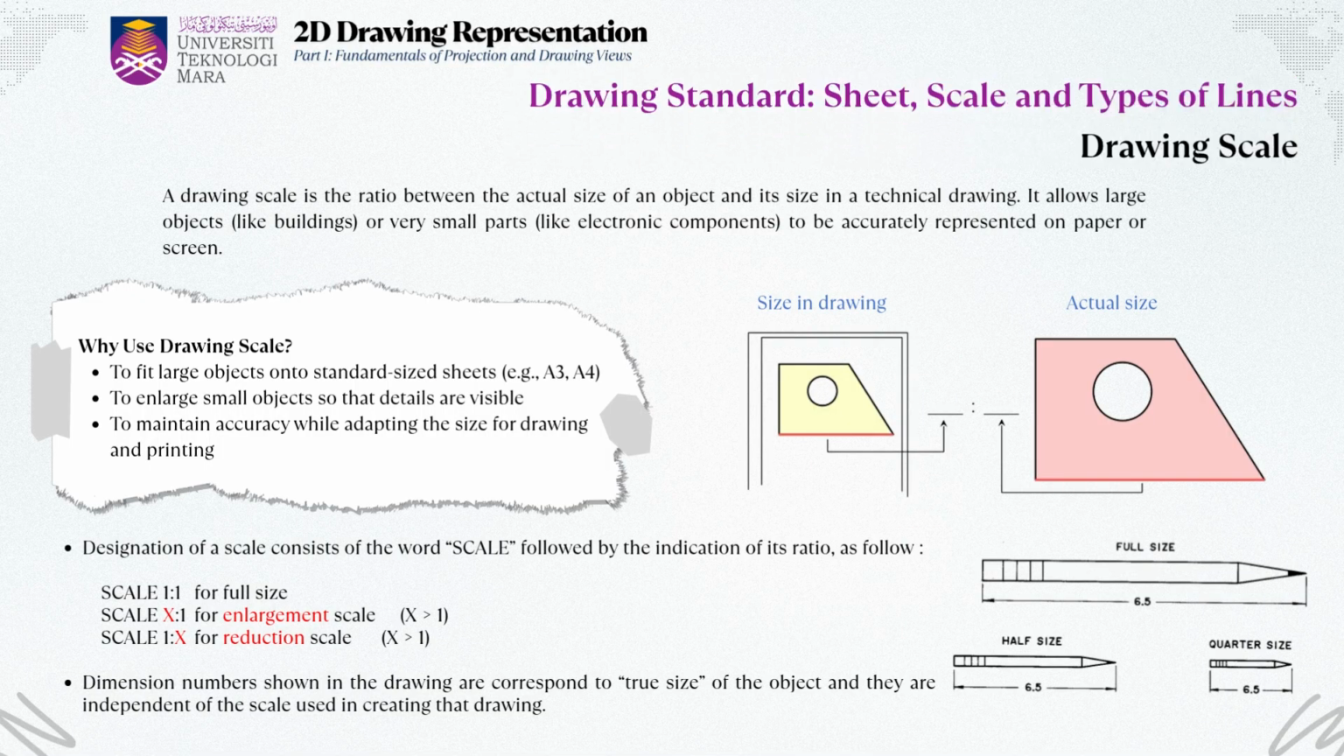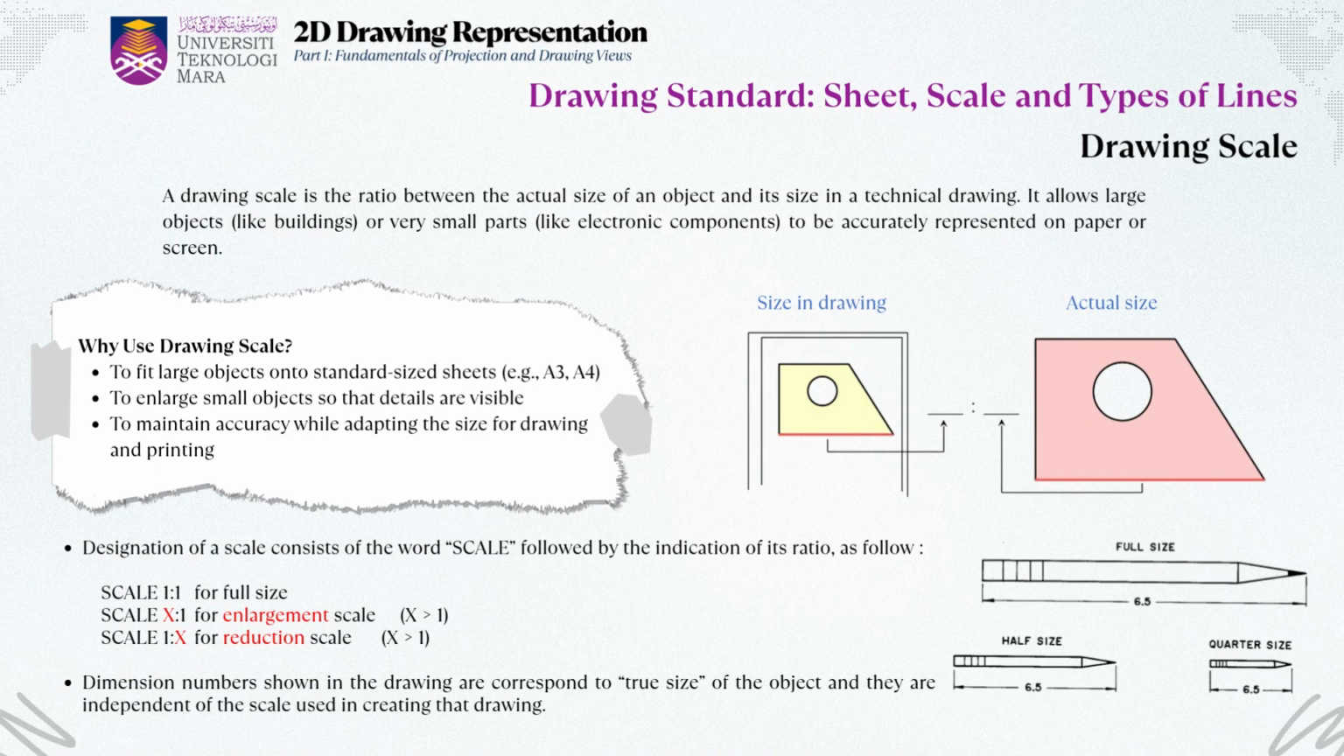Now let's talk about drawing scale, a very important part of technical drawings. Basically, a drawing scale is the ratio between the actual size of an object in real life and the size that we show in the drawing. This is super useful because some things, like buildings or machinery, are too big to draw at actual size on a piece of paper. On the other hand, some things, like tiny screws or electronic parts, are too small to see clearly unless we enlarge them. So, why do we use drawing scales?